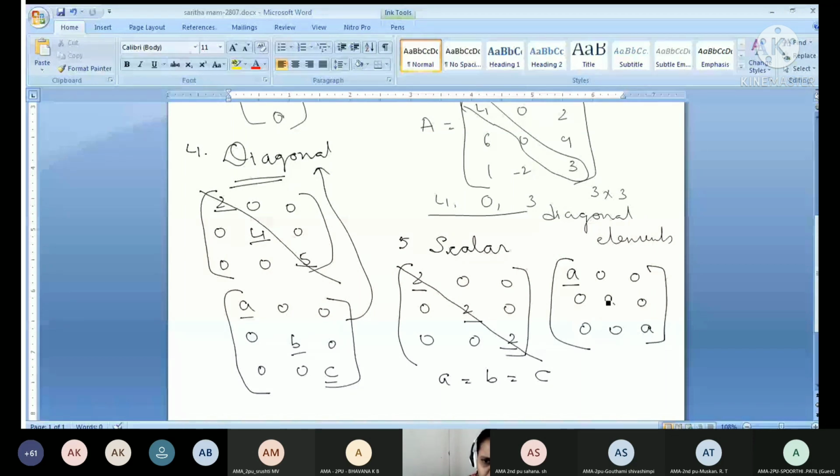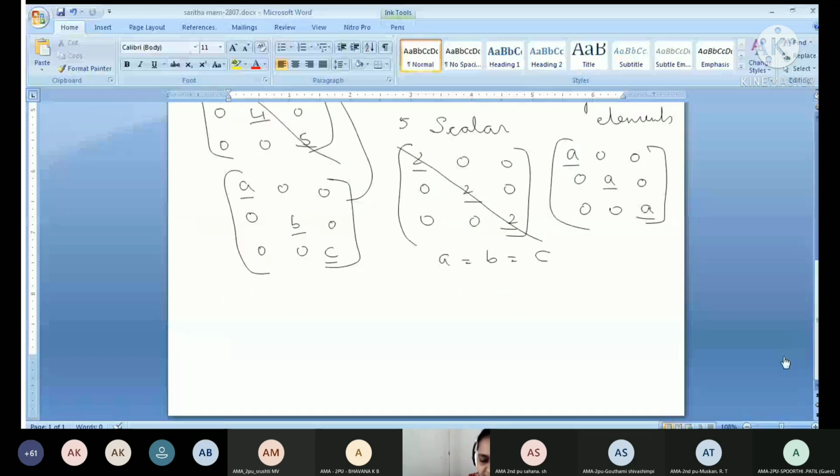It can be any number, it need not be this particular number. Okay, so whatever the number might be, any number, but every diagonal element must be the same. That is a scalar matrix. If the same, it is a scalar matrix; if not the same, it is a diagonal matrix. Anyhow, in a diagonal matrix or scalar matrix, the non-diagonal elements are zero only. Shall I move to the identity matrix?